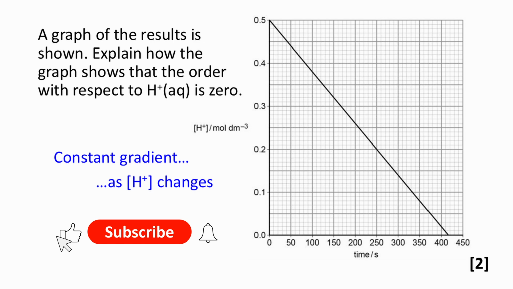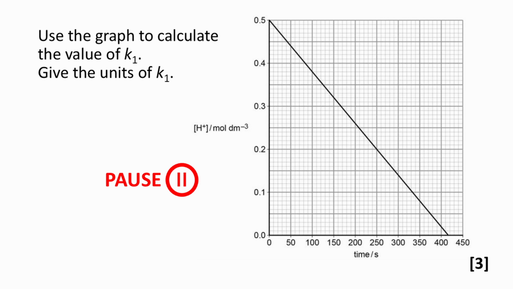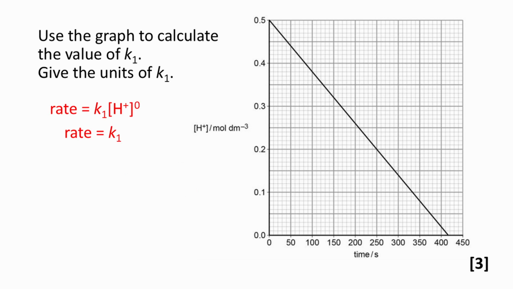The mark scheme for this part of the question was very specific. Answers such as the graph is a straight line or the relationship is inversely proportional were not considered detailed enough to gain credit. To get the marks, students had to state that the graph has a constant gradient as H+ concentration changes. Here's the next part of the question. Use the graph to calculate the value of K1. Give the units of K1.